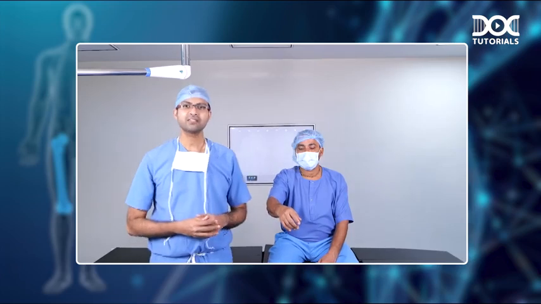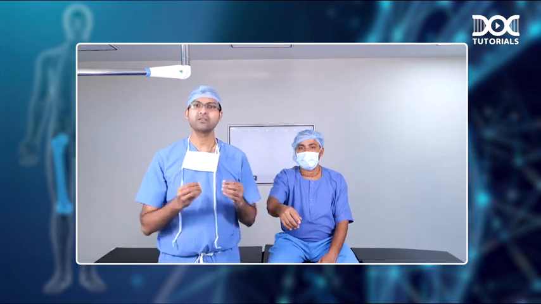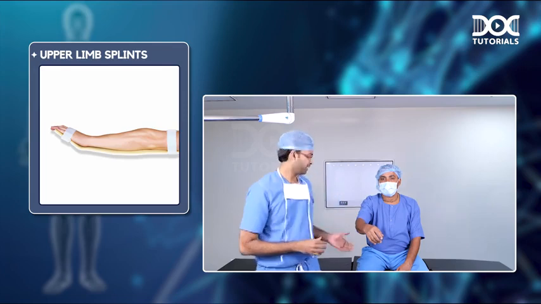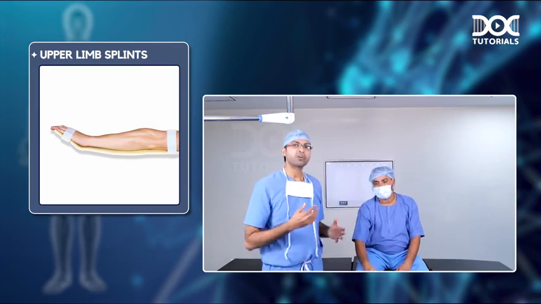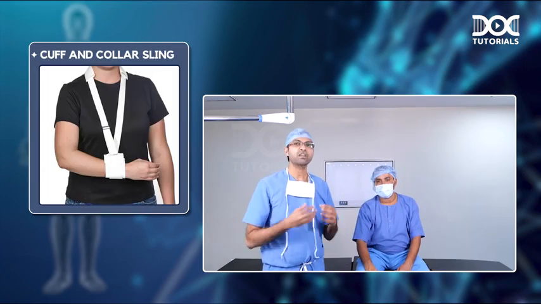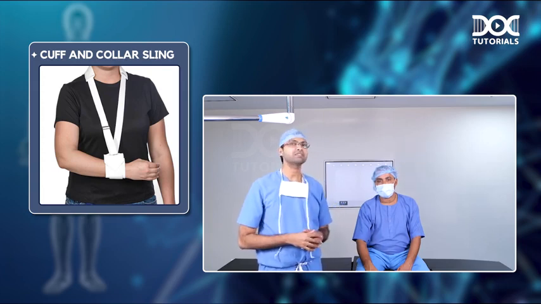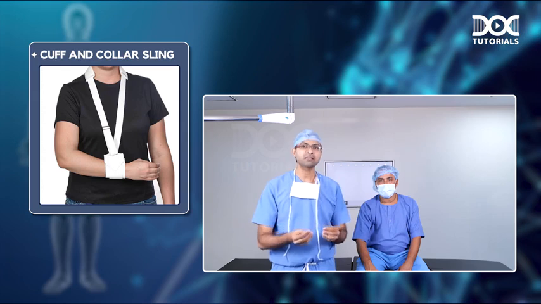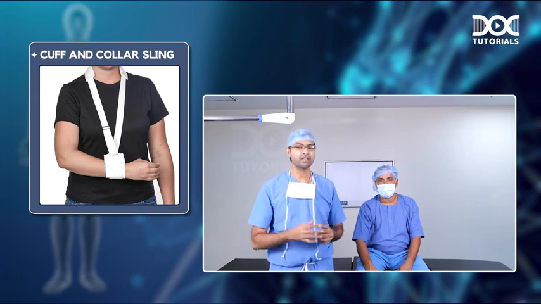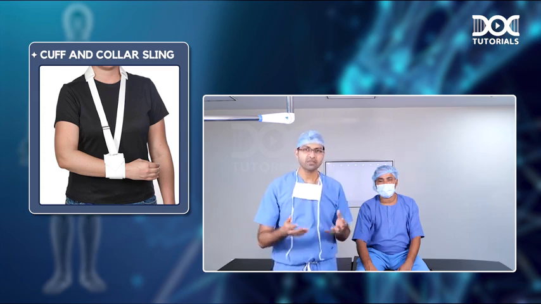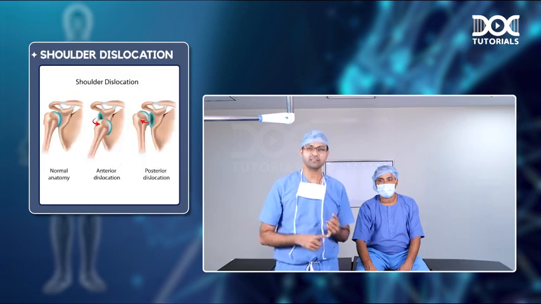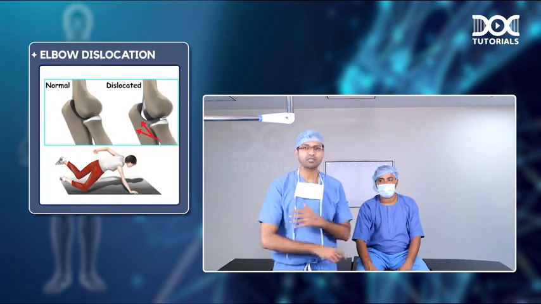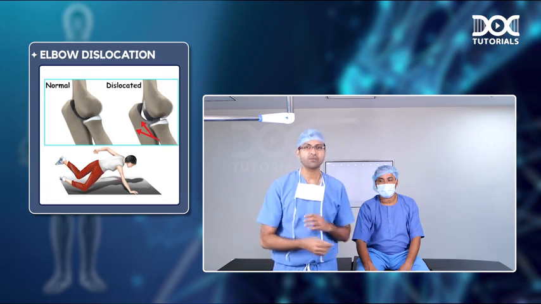Alright then, let's discuss the important splints and other devices that we use for upper limb injuries in orthopedics. Let's start with the C&C sling, or cuff and collar sling. It is one of the easiest devices that you can use for temporarily immobilizing an injured upper limb. You can use this for various kinds of injuries such as shoulder dislocations, other shoulder injuries, fractures of the humerus, elbow dislocations, and even injuries of the forearm and wrist.